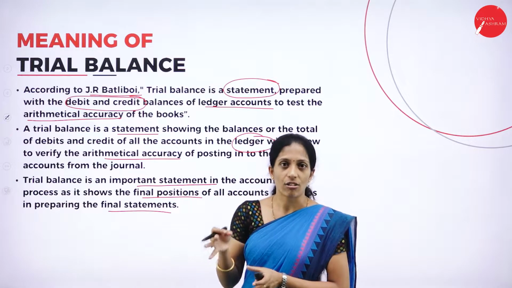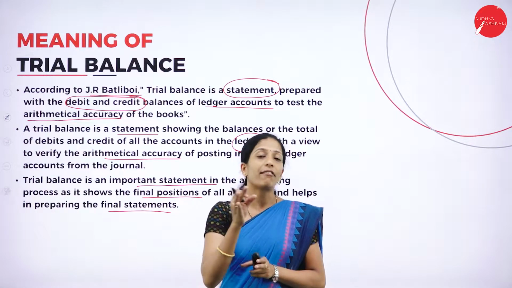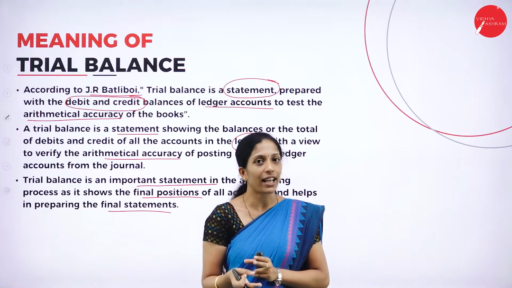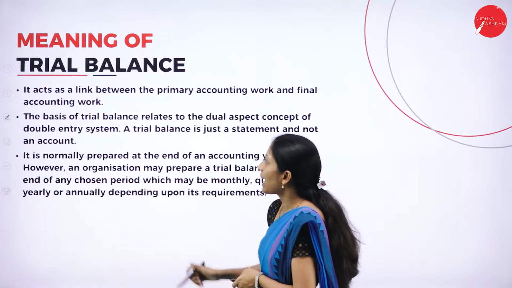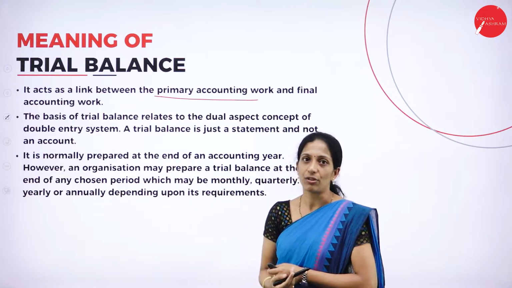Suppose the ledger account is wrong. It means that there is some mistake in the ledger account, or we have made a mistake in the journal entries. That rechecking can also be done by going through this trial balance. So it acts as a link between the primary accounting work and the final accounting work.